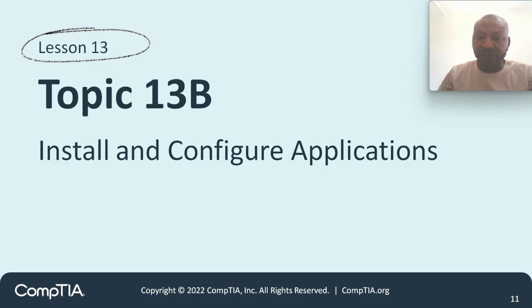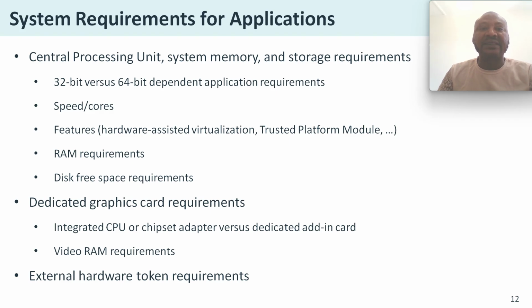Install and configure applications, right? So here we'll look at the applications. What do we do before you install? Now we have system requirements for applications, right? So we have what we call the central processing unit, system memory, and storage requirements.